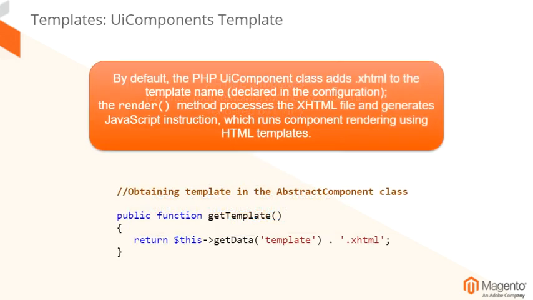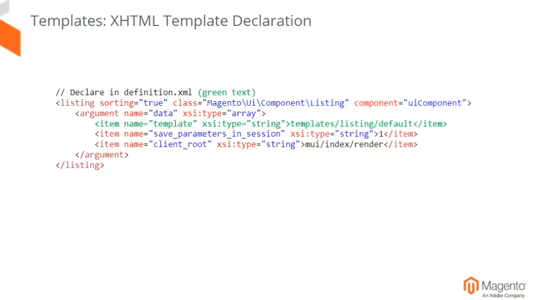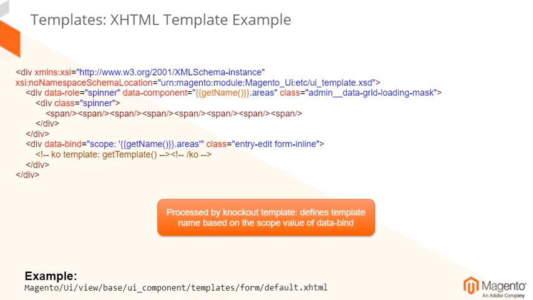The code on this slide displays the getTemplate method implementation, which is defined in the abstract component. As you can see, it always adds an XHTML extension to the file. The XHTML template is used as a container where JavaScript will be inserted to render the component and its children. Here you can see a code example of the XHTML template declaration in the definition.xml file. And finally, the XHTML file itself.